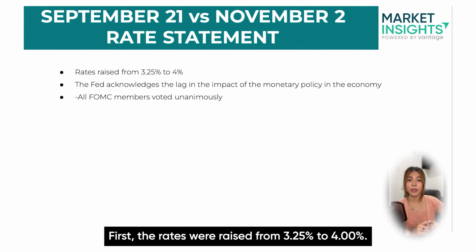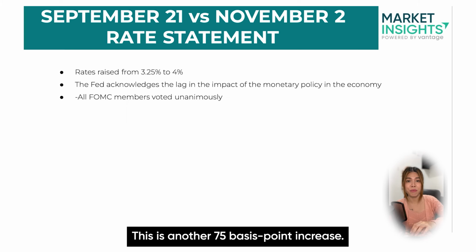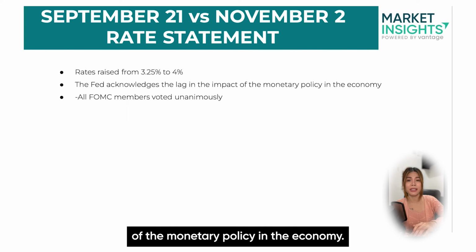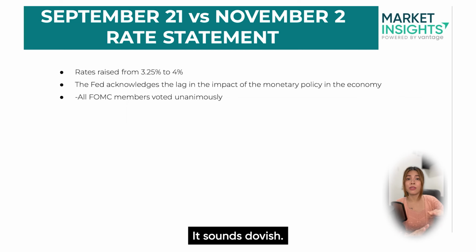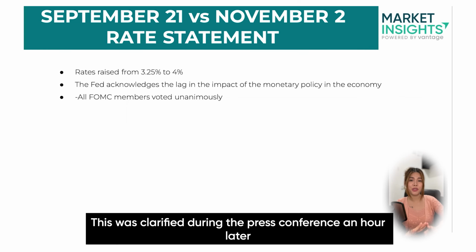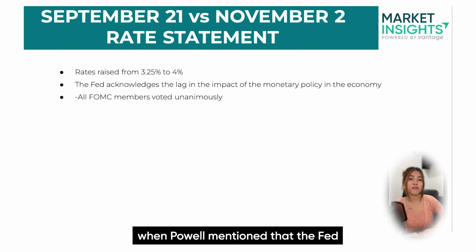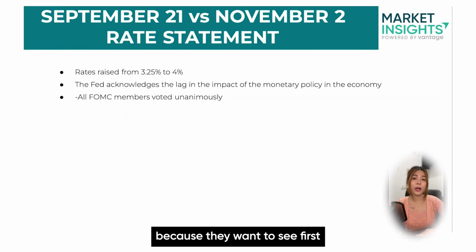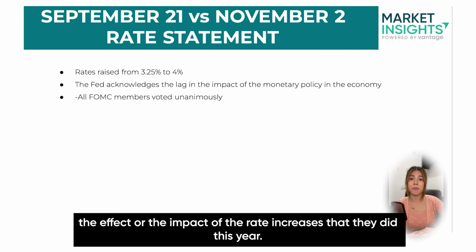First, the rates were raised from 3.25% to 4%. This is another 75 basis point increase. Next, the Fed acknowledges the lag in the impact of the monetary policy in the economy. It sounds dovish, and this was clarified during the press conference an hour later when Powell mentioned that the Fed will be cautious in increasing the rates further because they want to see first the effect or the impact of the rate increases that they did this year.